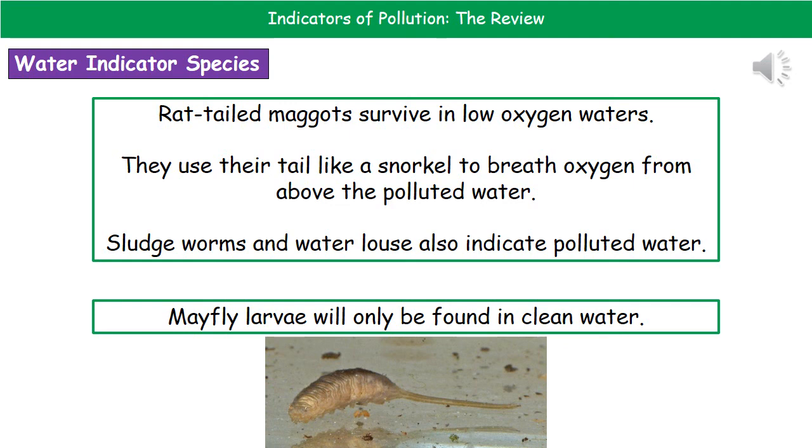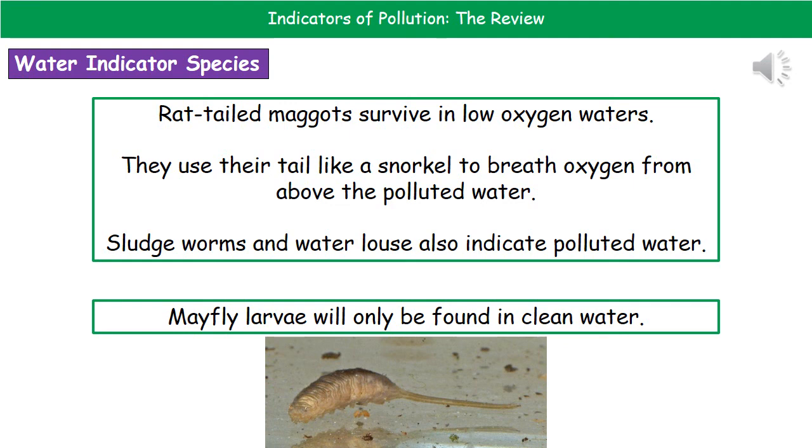And the reason they can do that is, you may think it's just a random tail at the bottom there, but in fact their tail is like a snorkel. So they can actually use that to breathe oxygen from above the polluted water. So obviously that means they can survive in low oxygen waters there, because they've got their own personal little snorkel in the form of their tail that allows them to get oxygen.